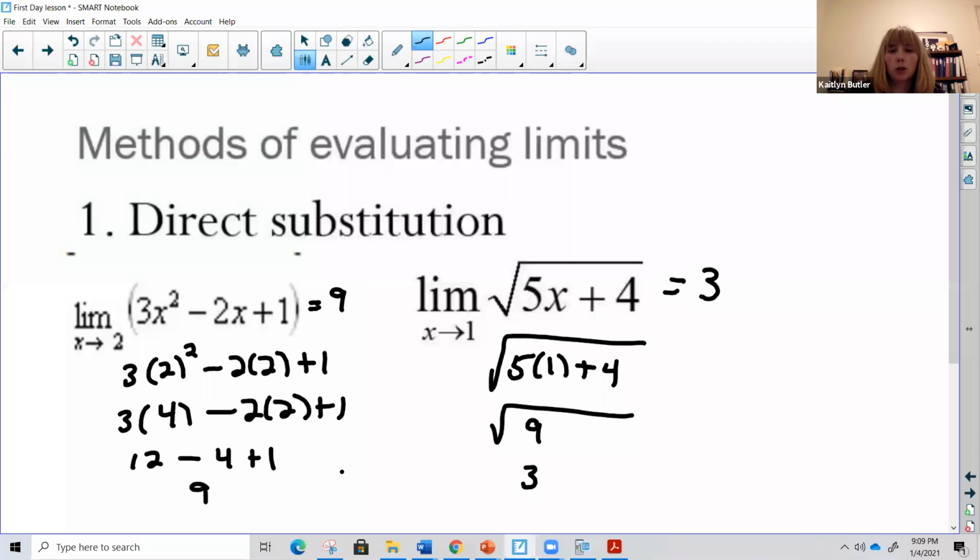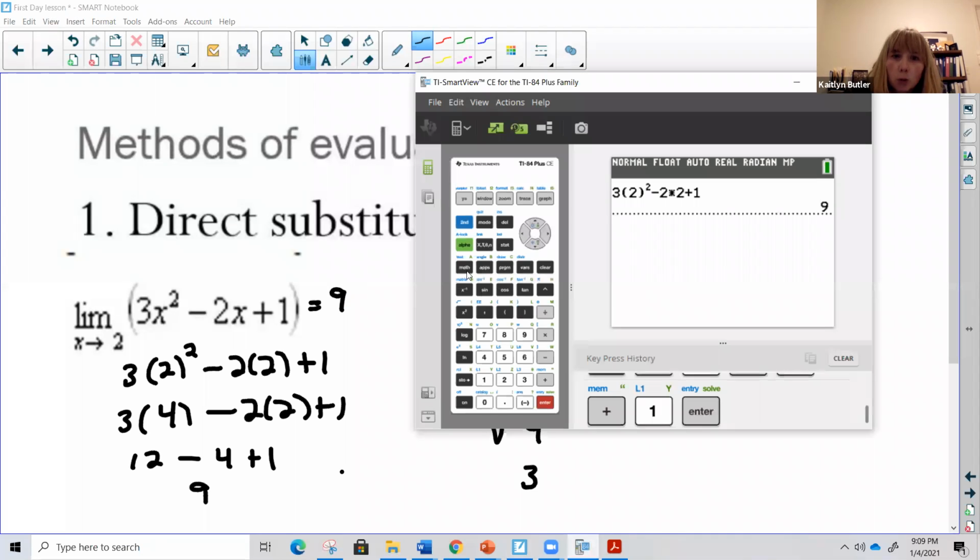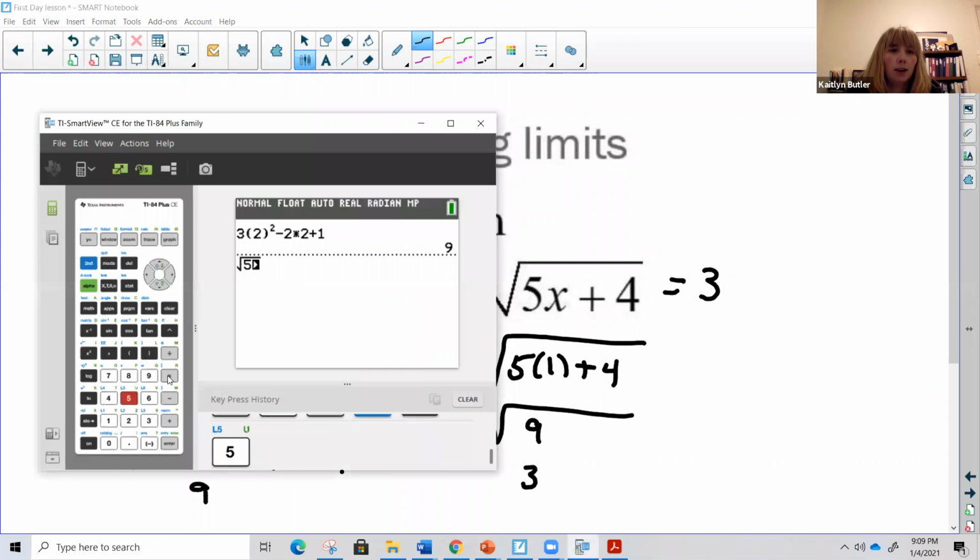And the same thing, you could just type it in again. The square root is if you hit second, and then here's the square root in blue, you hit that. And then you would press 5 times 1 plus 4.